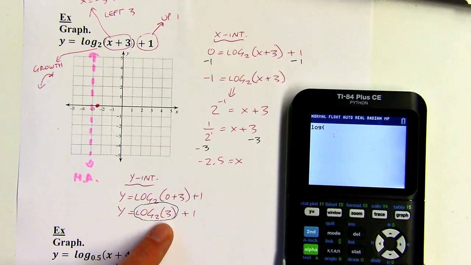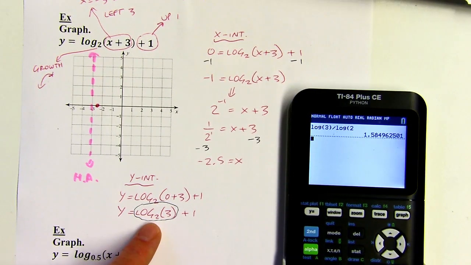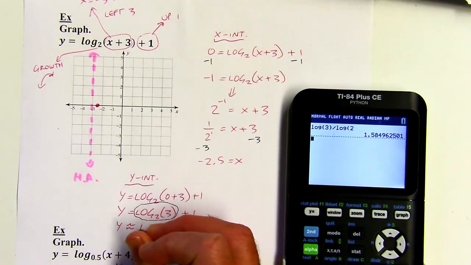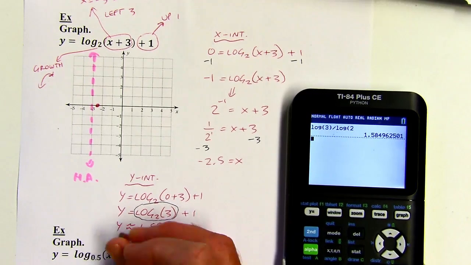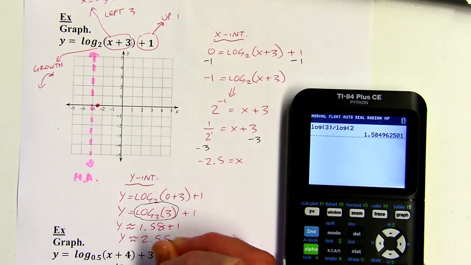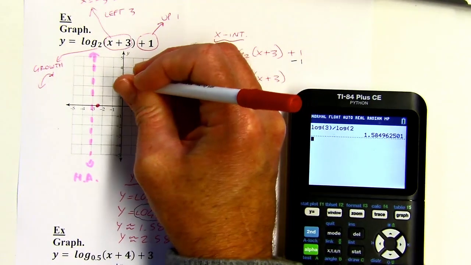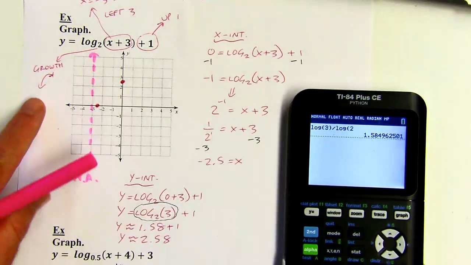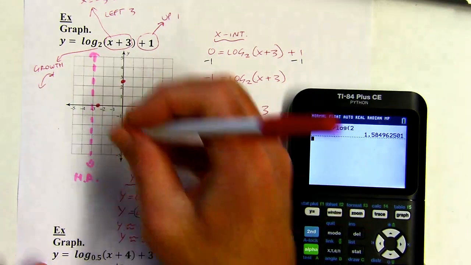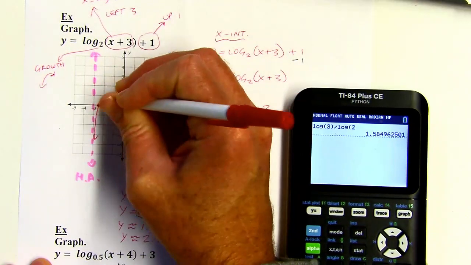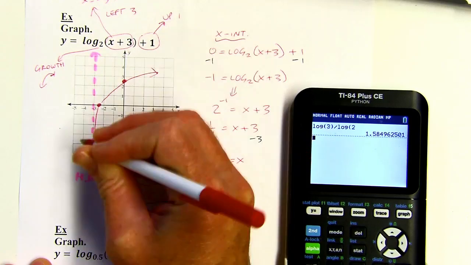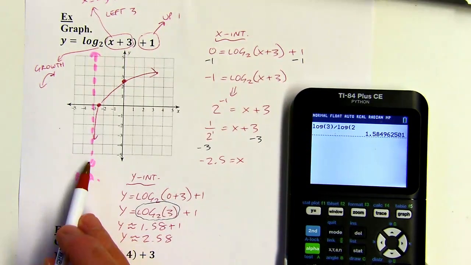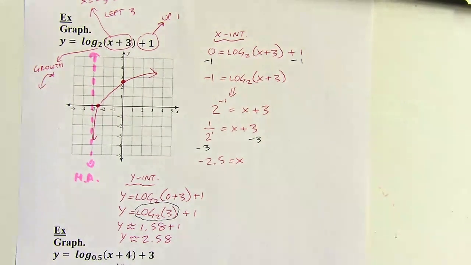Log of 3 over log of 2. I'm using change of base there. So that's going to be, like I said, 1 point something, about 1.58. And then I add 1 to that, 2.58. Okay, 2.58, somewhere around there. And hey, it is going to work with making a shape like that with those 2 points. So, as you go down, the curve will get closer and closer to the horizontal asymptote, but never touch it. Okay.